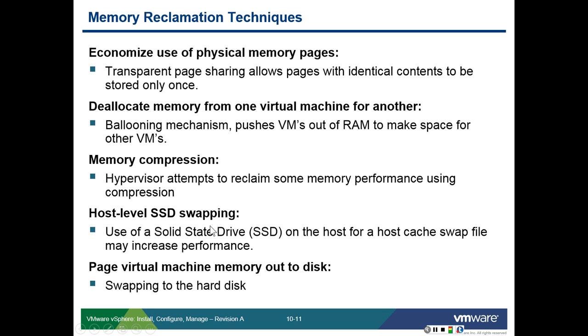Host level SSD swapping is where we use a solid state drive, which is a very high speed drive, on the host as a host cache swap file to speed up performance. And then lastly, if we're totally out of memory, then paging occurs, and paging is when the virtual machine swaps out data to the hard disk.